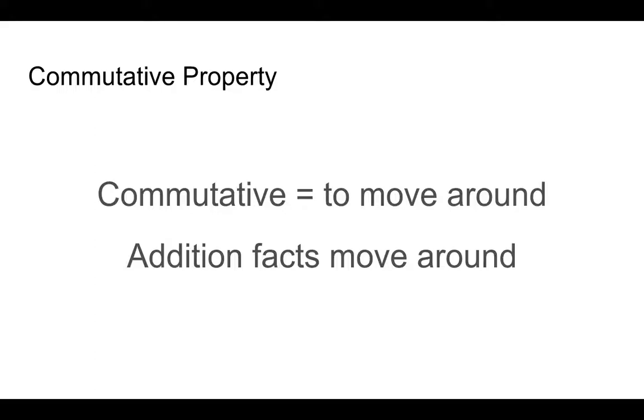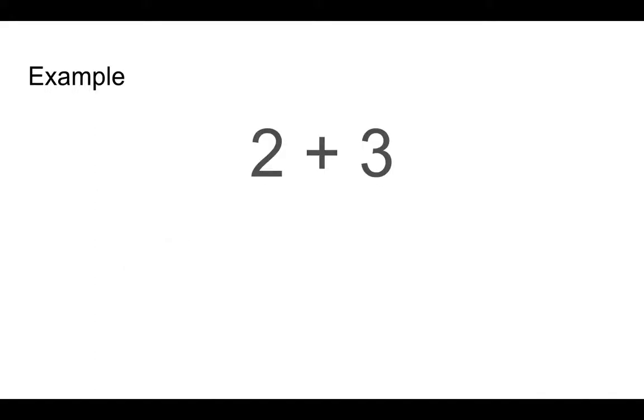And the other side of the equal sign is going to stay the same. So no matter what order you add in, the sum will always be the same. Let's look at an example. One example would be 2 plus 3.